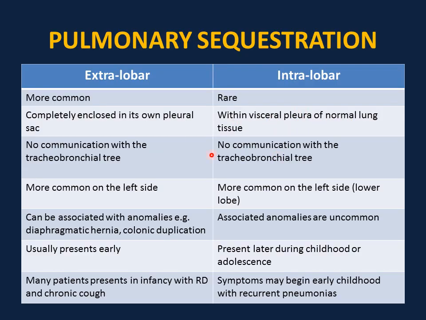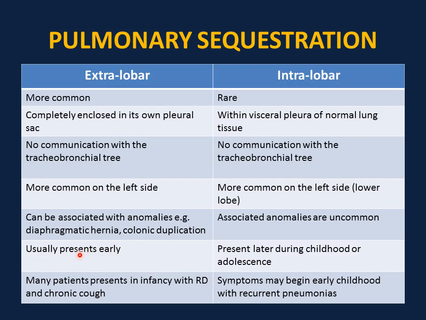Both of them are non-functioning tissue, with no gas exchange and no communication with the tracheobronchial tree. Both of them are more common on the left side. The extralobar is associated with extra anomalies, remember that. It is associated with diaphragmatic hernia and colonic duplication. Associated anomalies in the intralobar type of pulmonary sequestration are rare.